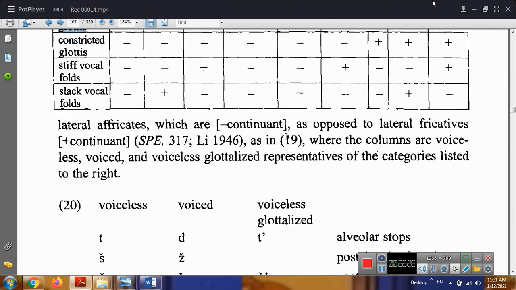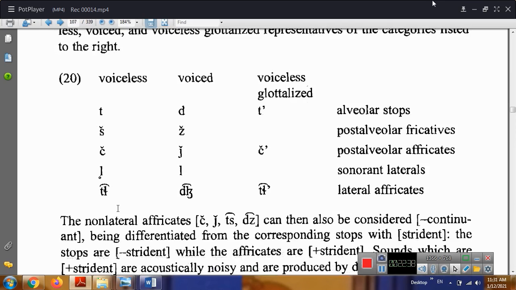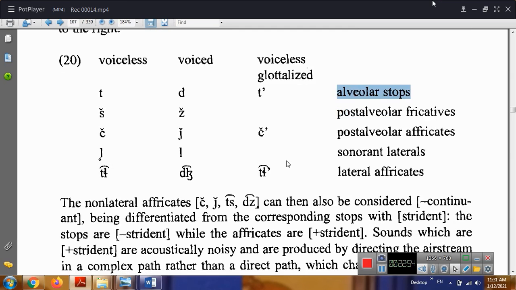Lateral affricates are minus continuant as opposed to the lateral fricatives, which are plus continuant, where the columns are voiceless, voiced, and voiceless glottalized, representative of the category listed to the right. Okay, here you can see that, for example, the alveolar stops like t, d and t: t is voiceless, d is voiced, and t is voiceless glottalized.